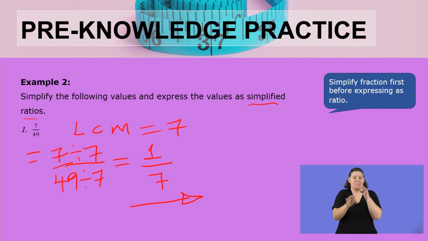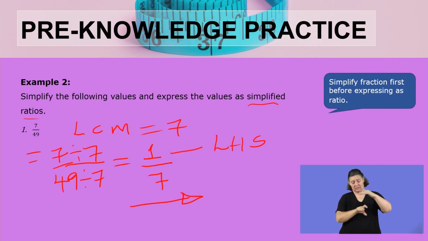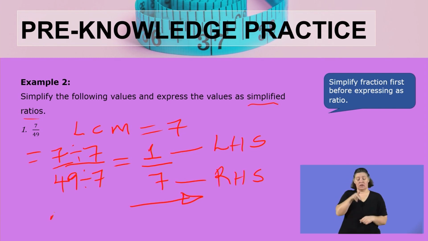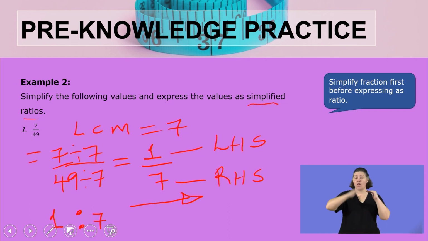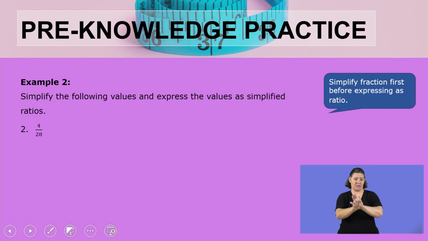And remember, we said you need to simplify it as a ratio. To simplify it as a ratio, remember, the numerator is the value on the left-hand side of the ratio. The denominator is the value on the right-hand side of the ratio. Therefore, our simplified ratio will then be 1:7. So we have solved this one. Remember, you first find the lowest common multiple. You divide both the numerator and the denominator by that lowest common multiple. The answer you get, you remember the numerator is on the left-hand side, the denominator on the right-hand side. Let us see the next example.